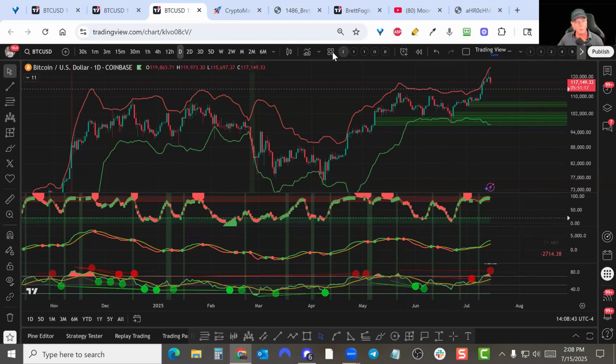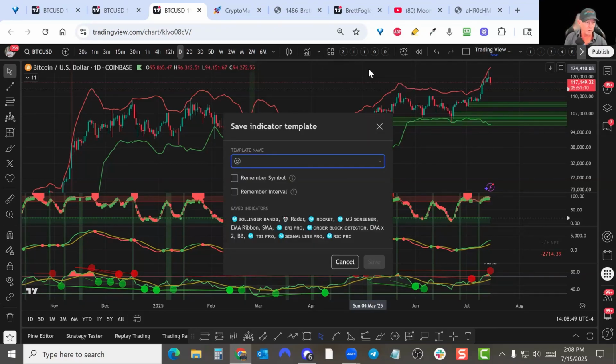So what I'm going to do now, watch this: click on the 4 squares, indicator templates. I'm going to save the indicator template and give it a name. So I'll call this my CM Crypto Mastery Pro. I call this the 4 Horsemen sometimes. It's actually with the buy blocks, but it's just a way to remember it. Horsemen and then buy blocks, and BB, just to give it a name.